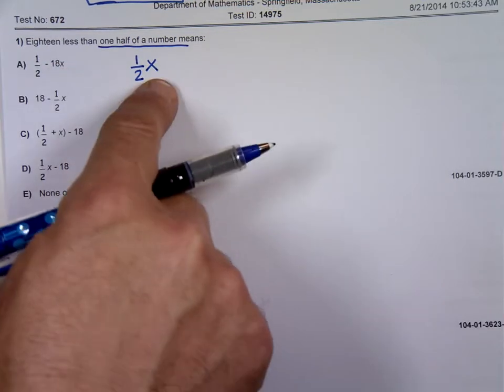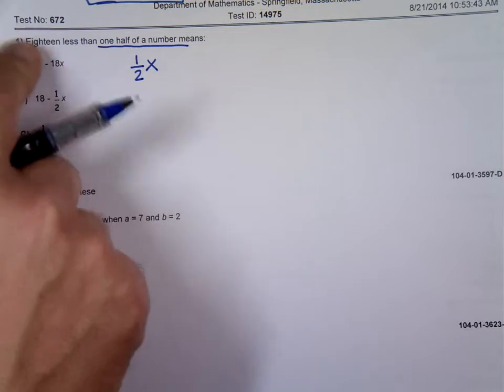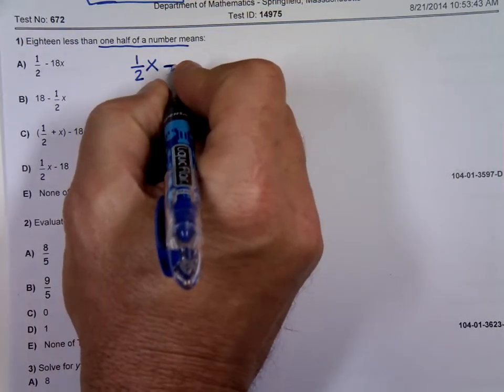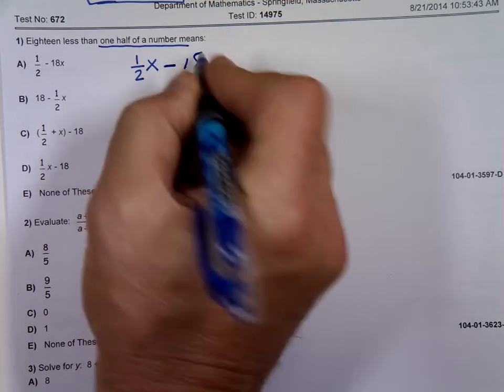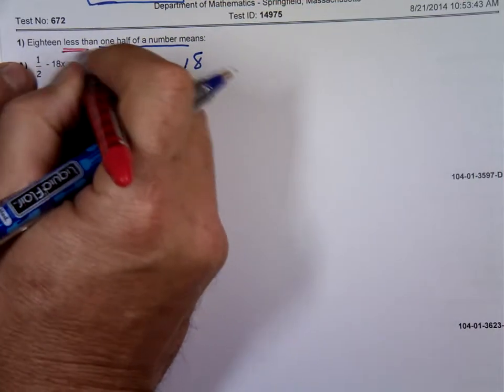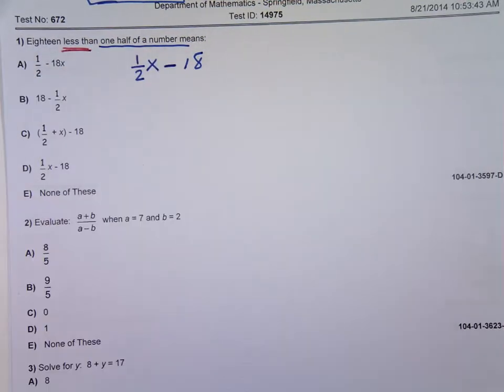18 less than this. So what do we do? Less than means what? Subtraction. And there is the 18. If you remember when we list the keywords, less than was a subtraction. So 18 from 1/2 x.